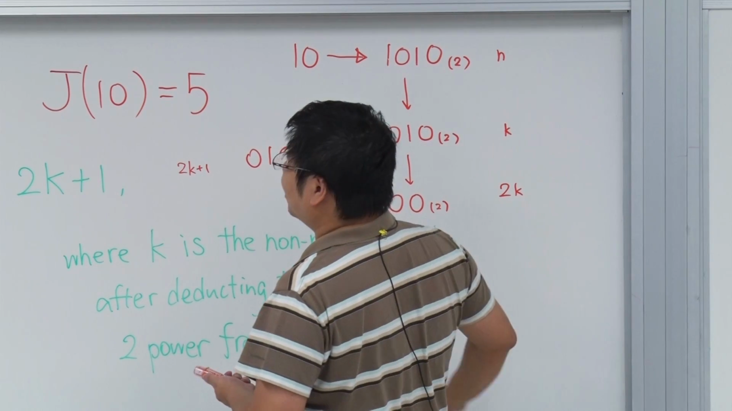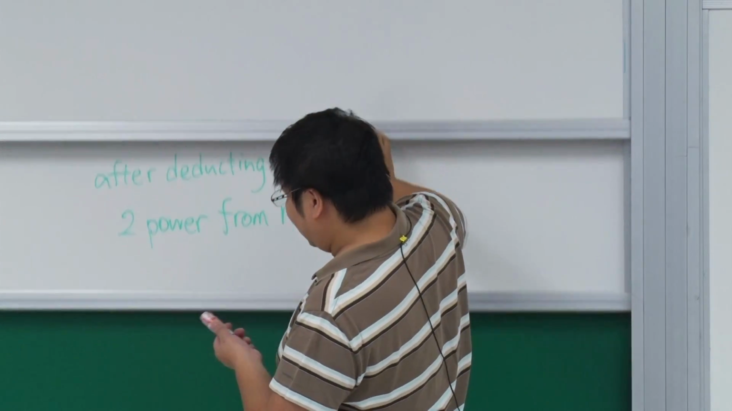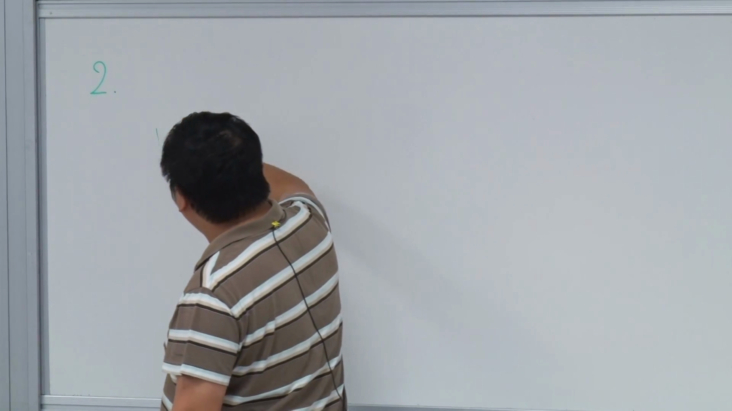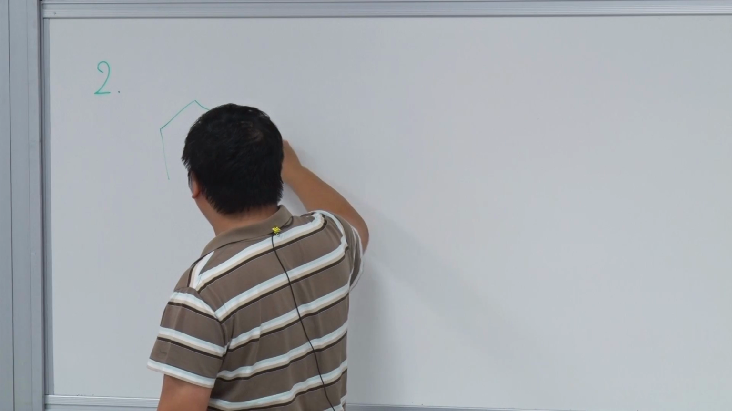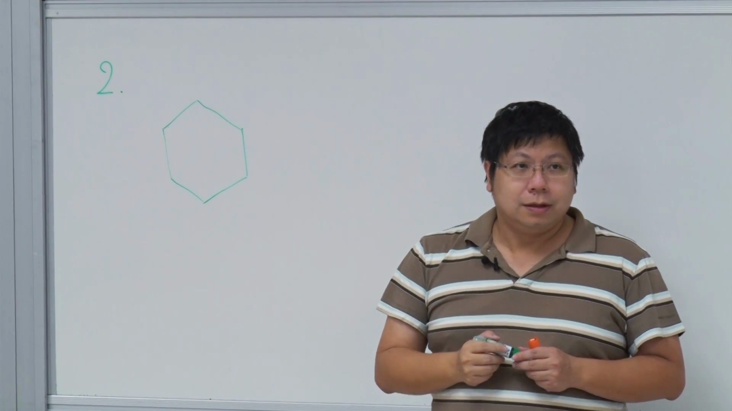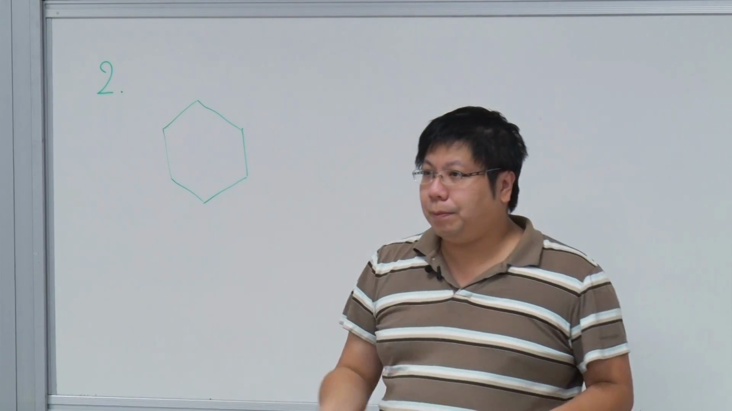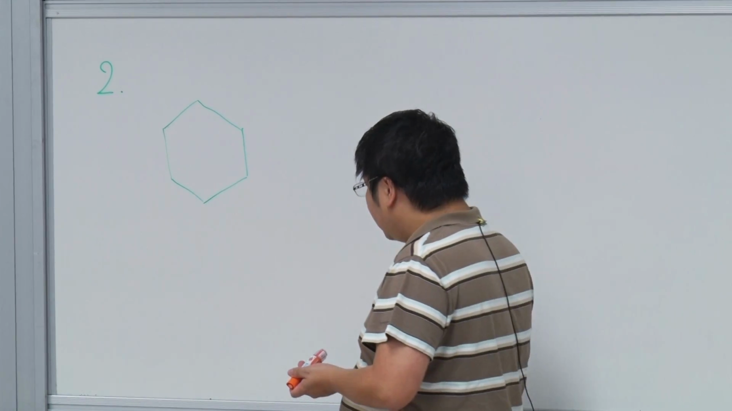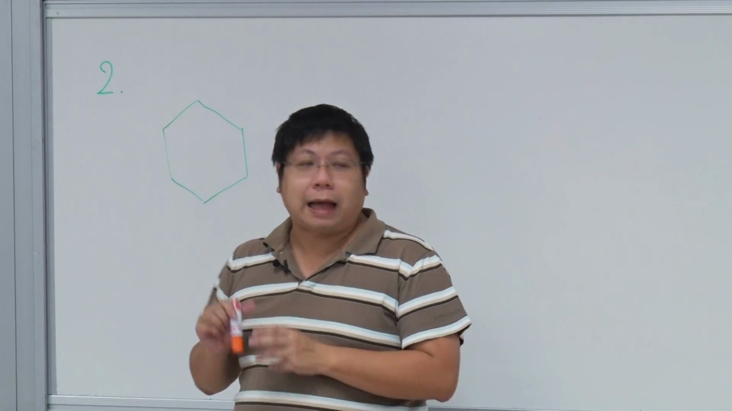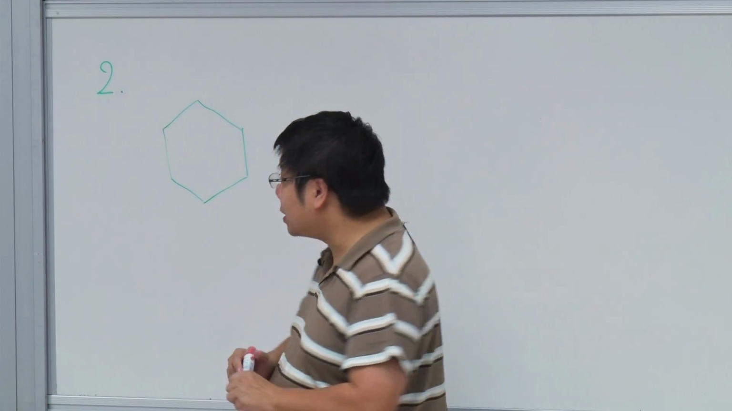Okay, so this is question number 1. Question number 2 is easy to describe. Let's take an n-sided polygon, let's say a hexagon. We perform any kind of triangulation. Triangulation means that we cut it into triangles by using diagonals, by using non-crossing diagonals.